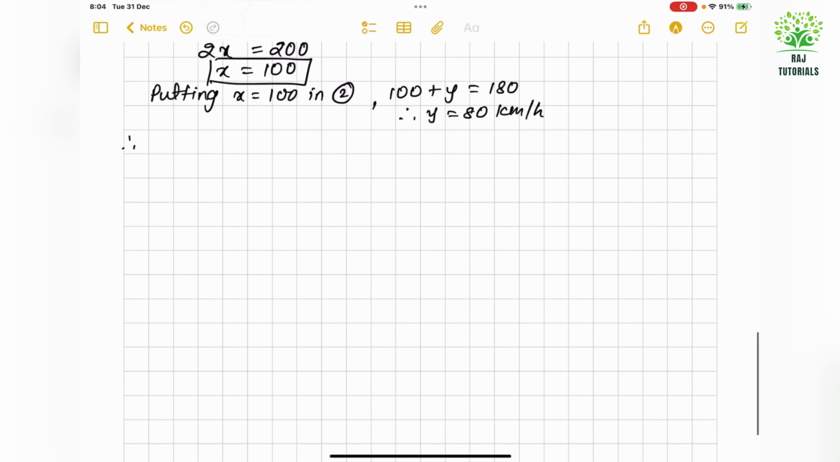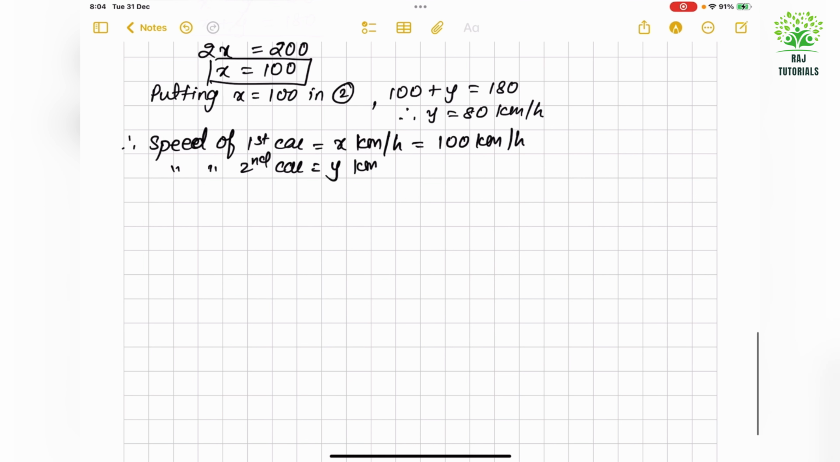Therefore speed of first car, which is x kilometers per hour, will be 100 kilometers per hour, and speed of second car, which is equal to y kilometers per hour, will be 80 kilometers per hour.